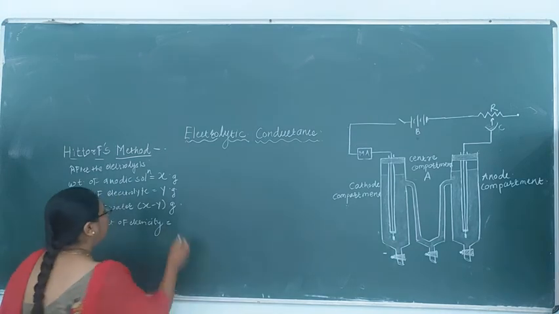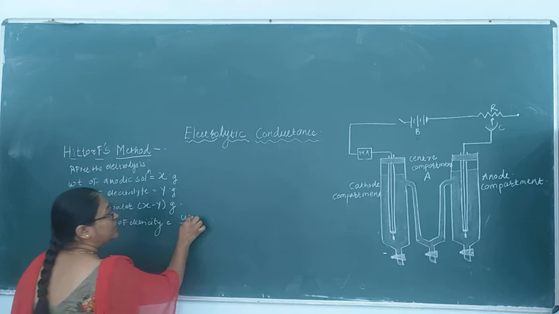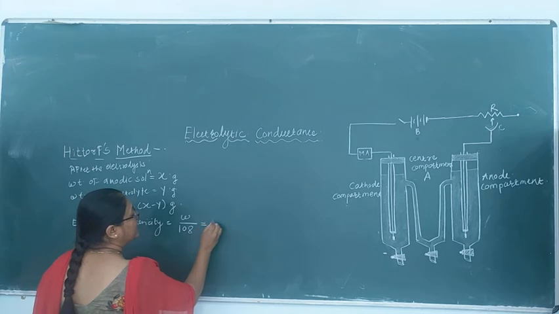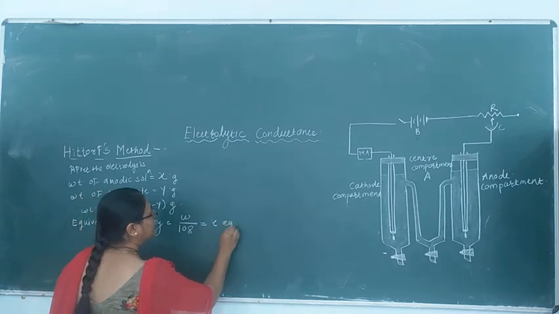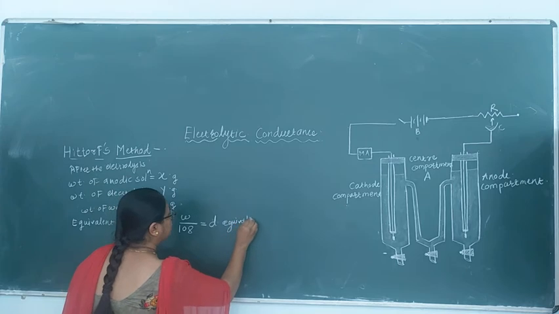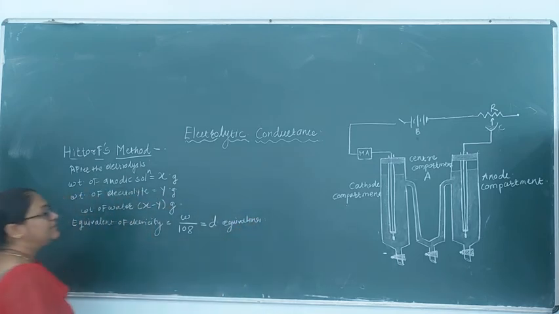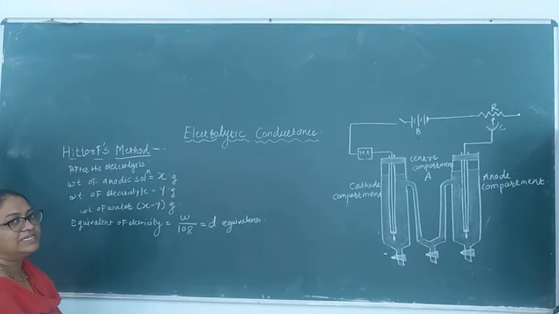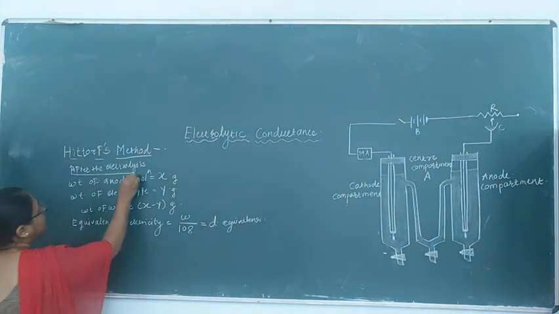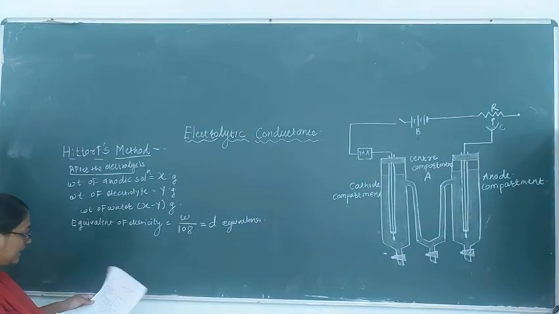If the weight of silver deposited is W, the equivalents are calculated by dividing by its atomic weight. This will give, let's say, D equivalents. This much electricity is passed, or this many equivalents are deposited. So this part is after the electrolysis, or after passing the electric current.